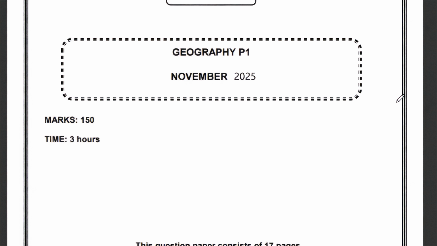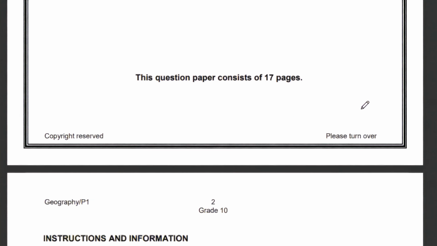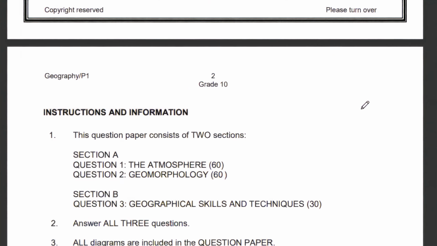As usual, your geography paper, which is a full paper by the end of the year, is out of 150 marks. That paper is to be covered in 3 hours. For paper 1, you are supposed to refer back to the topics for term 1 and term 2. Term 1 content is basically the atmosphere, which is question number 1 in section A, and that question is going to be out of 60 marks. Then question number 2 is going to be geomorphology.